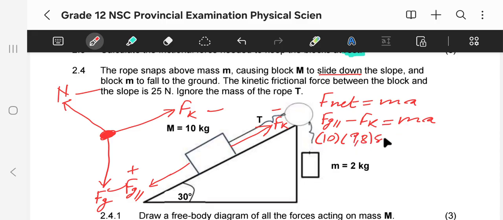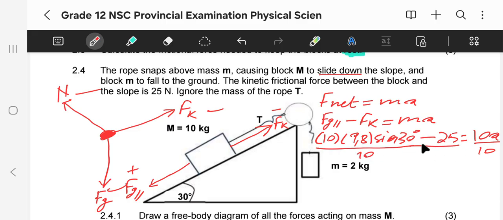Then I'll have sine theta. My theta in this case is 30 degrees, minus 25. 25 is my kinetic friction, equal to ma. M is 10 and a is my acceleration. From here, guys, I can simply divide by 10 on both sides. Then I'll put all of this on the calculator. 10 times 9.8 sine 30 degrees divided by 10 minus 25. Okay, should be minus 25 over 10.